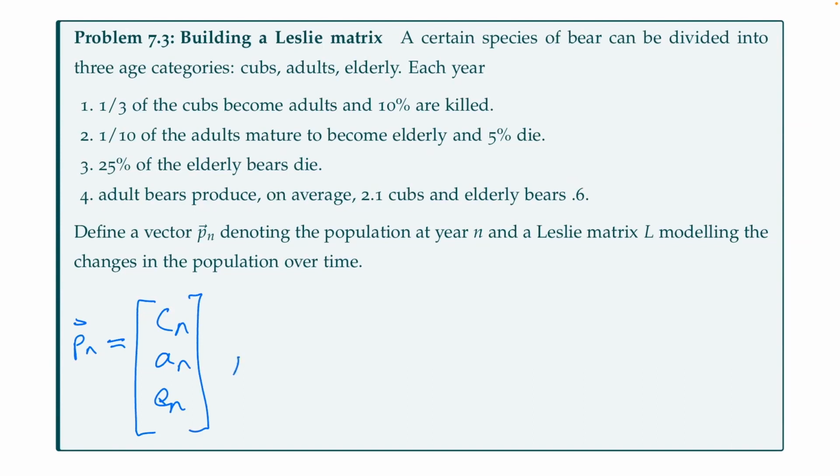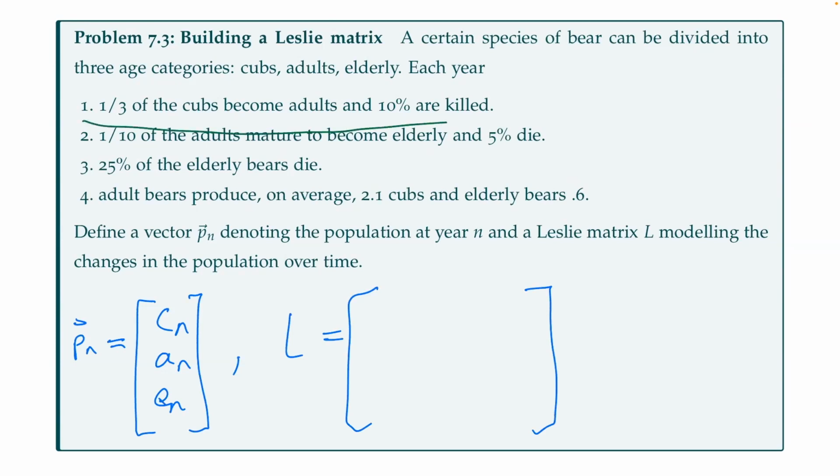Okay, now we want to write down a Leslie matrix. What's going to be the size of this Leslie matrix? 3 by 3. Okay, so we're going to have 3 rows, 3 columns because we've got 3 age classes. And then how do we work this out? Well, we've got all these different pieces of information here. So I'll go through this first one.